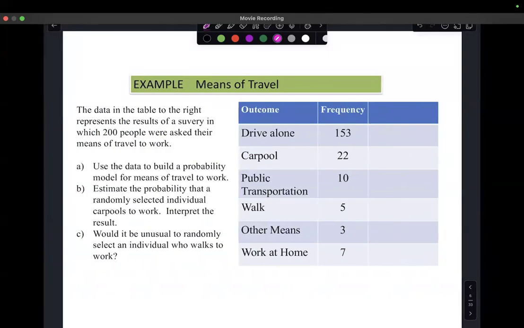So let's build another probability model. I'm going to have you get started on this, and then I will slowly, quietly work behind you. You're going to build this probability model. This represents 200 people who are asked how they travel to work, so your number of trials is 200. We want to know how many of them do each of these things, or what percent, or what the probability is. So go ahead and build your probability model. I'll let you get started ahead of me, and then I'll work quietly behind you.